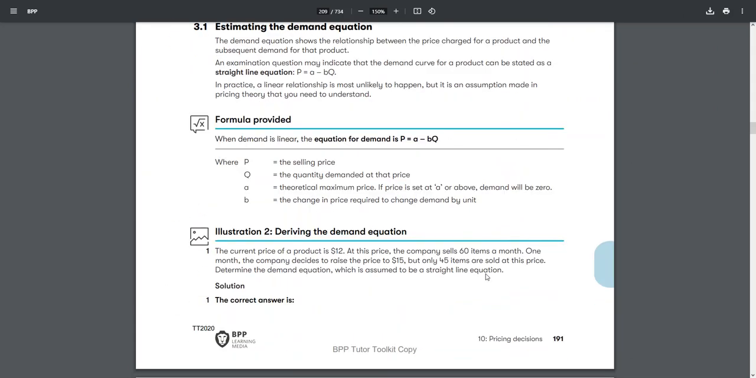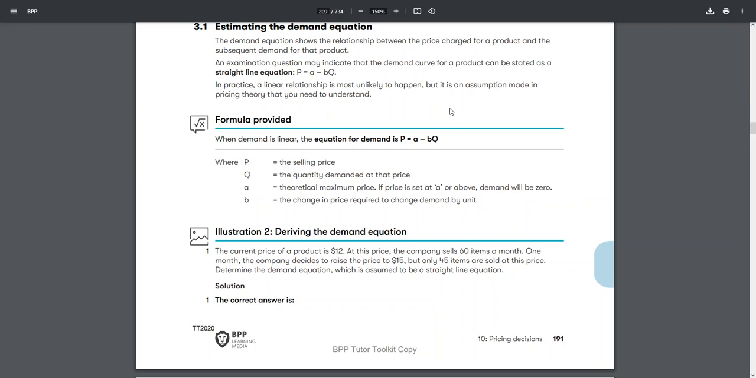Okay, next we are going to look at something called the demand equation, which simply calculates demand for a given price and price for a given demand. So if I tell you the price of a product is going to be 15, the demand at that price is going to be found by this equation. Or if I tell you I want to sell 100 units, the price that I'm going to charge is going to be found by this equation.